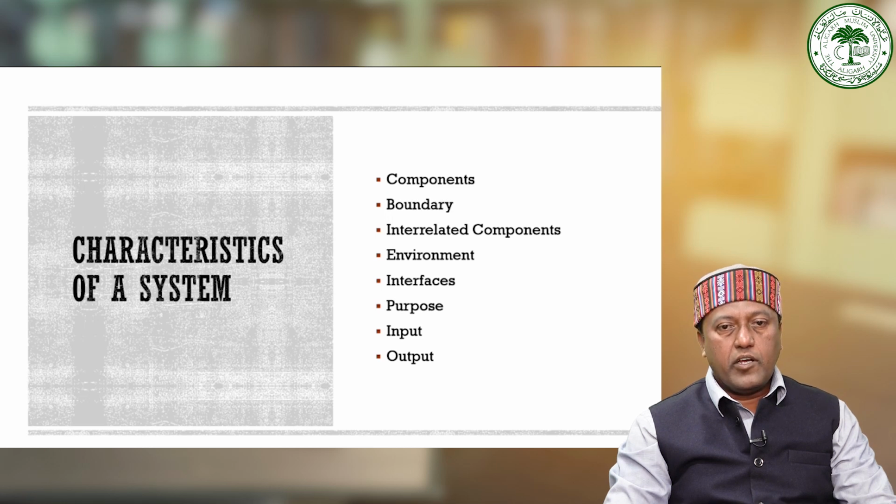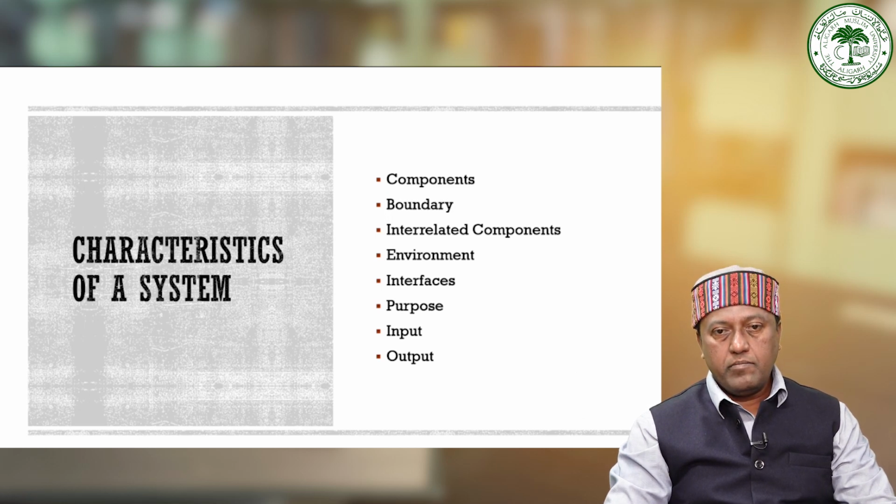Another characteristic is input. The library system receives input in the form of new books, patrons' requests, and feedback from users. This input informs collection development decisions, service improvements, and policy changes. Then definitely when input is there, for every system there should be output also. So output is also one of the important characteristics of a system.